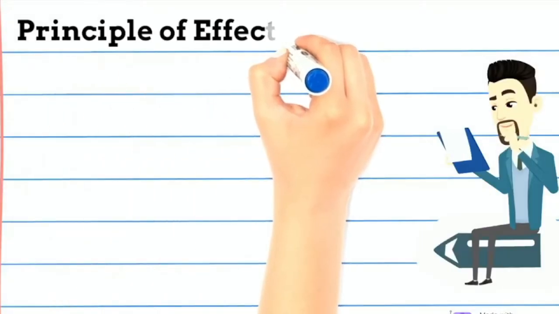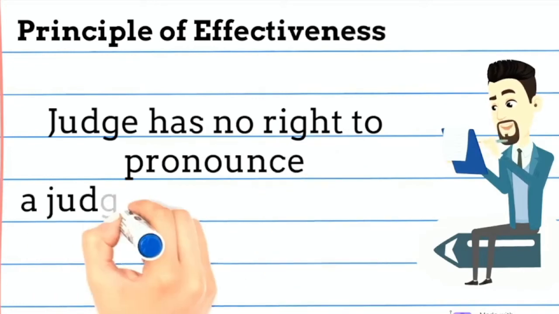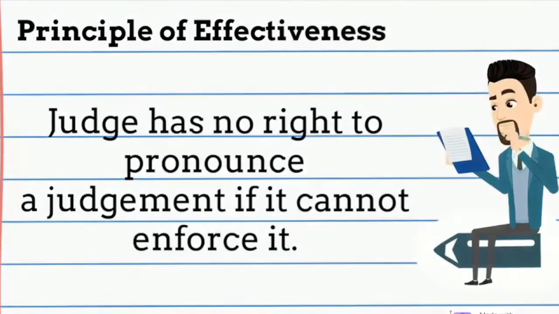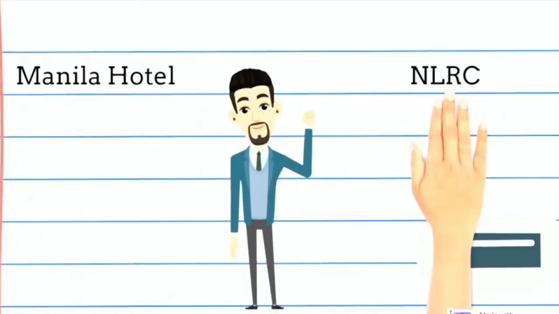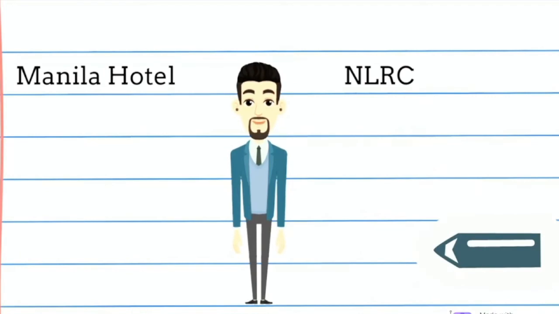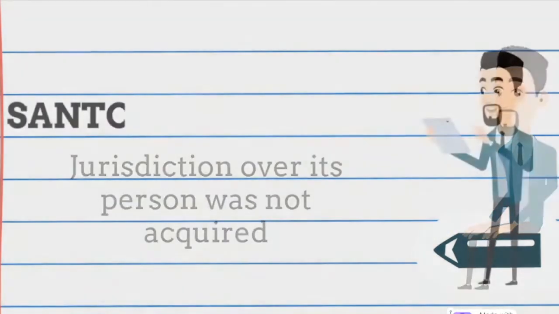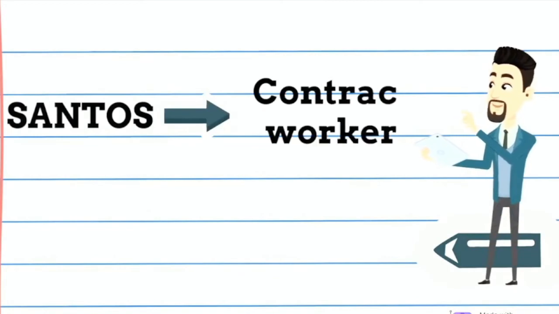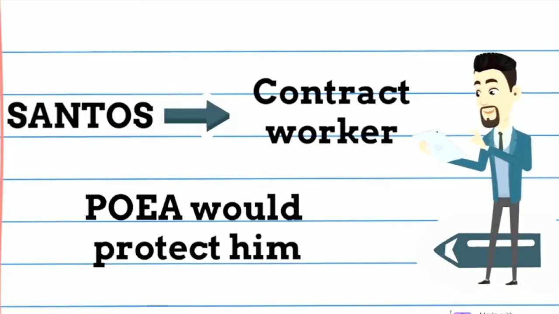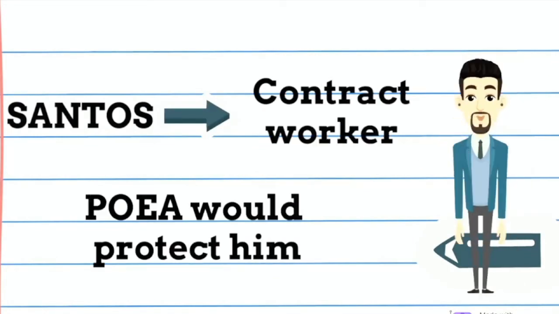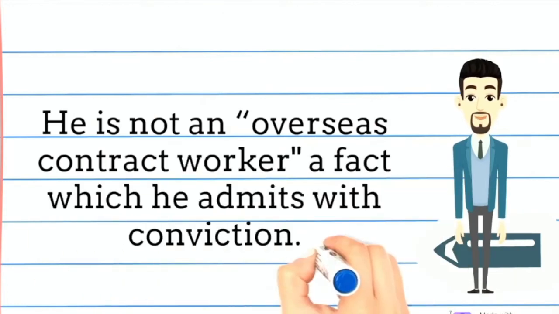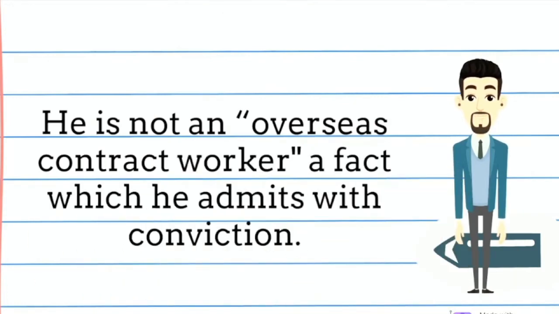The principle of effectiveness. A judge has no right to pronounce a judgment if it cannot enforce it. In Manila Hotel versus NLRC, it was held that even assuming that a proper decision could be reached by the NLRC, such would not have any binding effect against the employer. Jurisdiction over its person was not acquired. If Santos were an overseas contract worker, the Philippine forum, specifically the POEA, not the NLRC, would protect him. He is not an overseas contract worker, a fact which he admits with conviction.